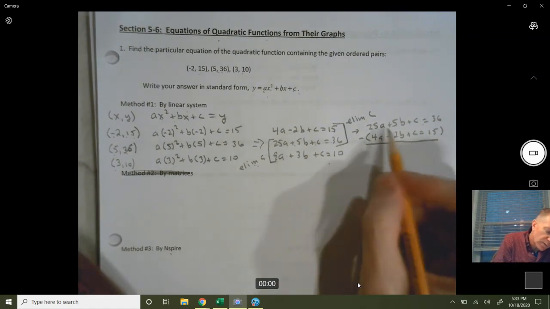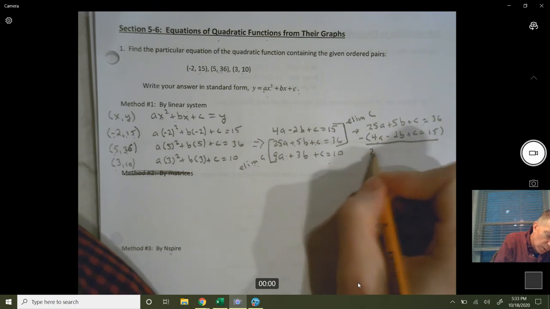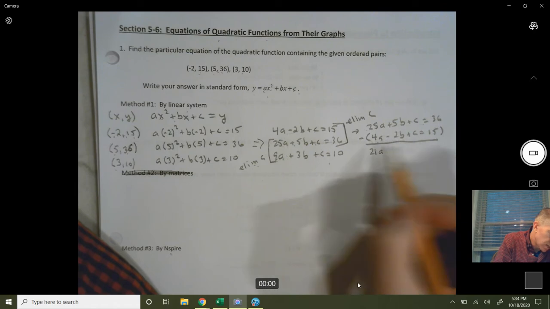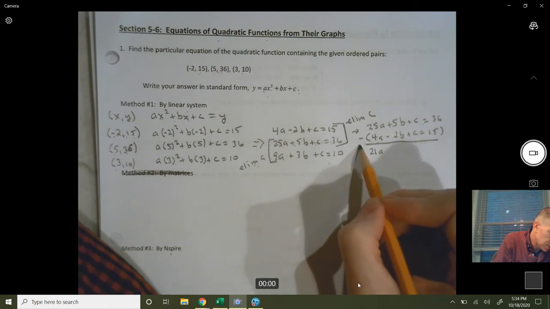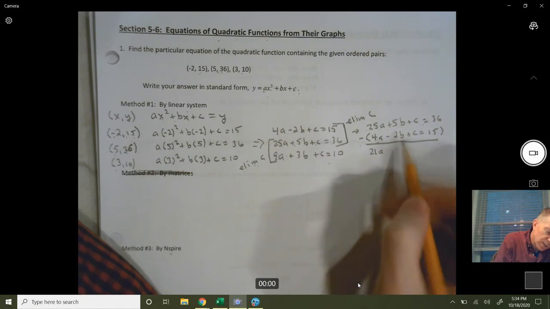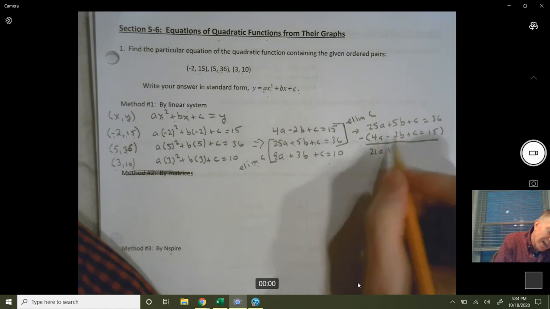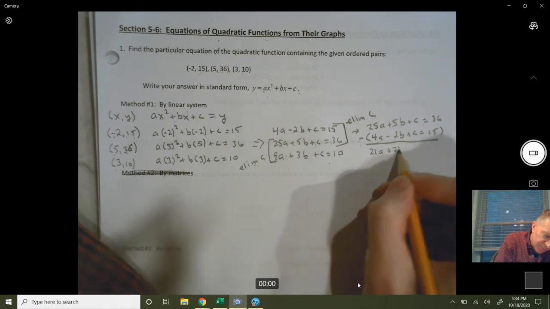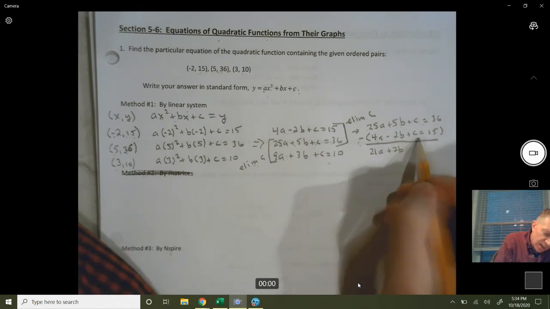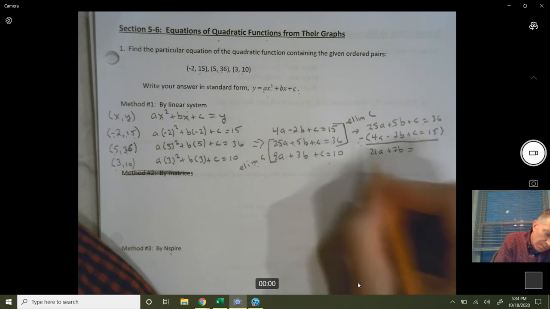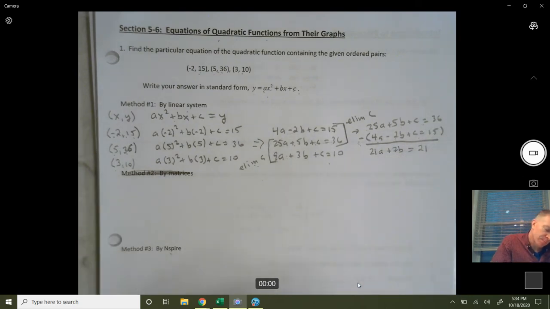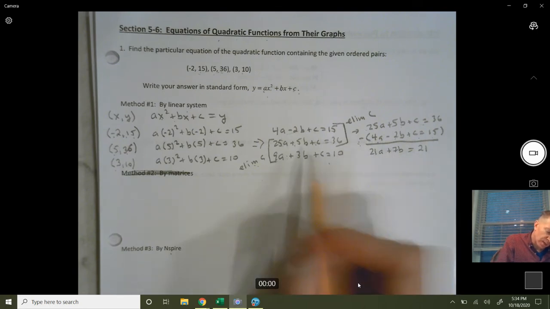So 25a minus 4a gives you 21a. 5b minus a negative 2b gives you plus 7b. C minus c, that goes away. 36 minus 15 gives you 21. Now let's look at these two equations.